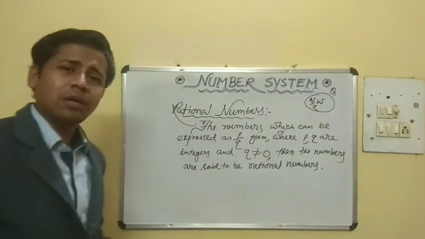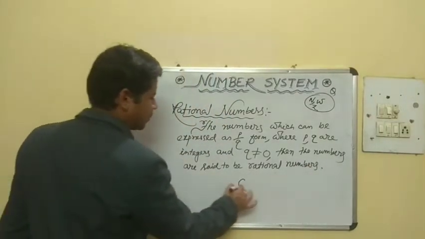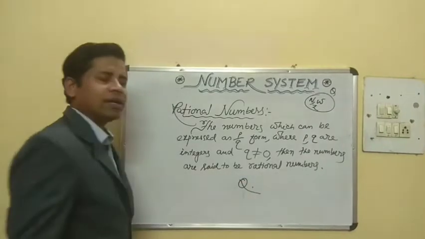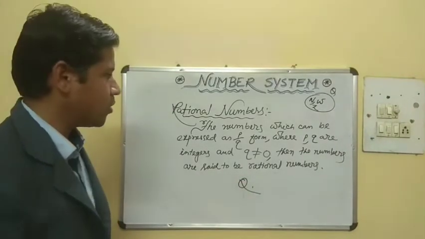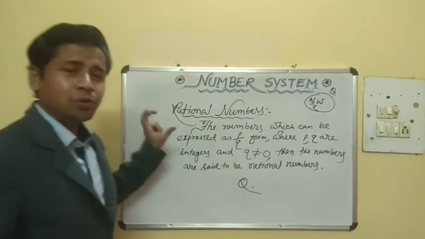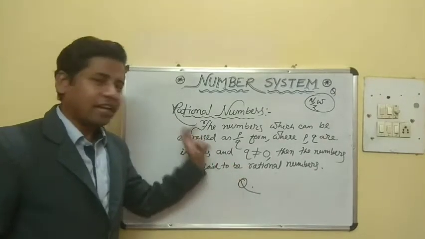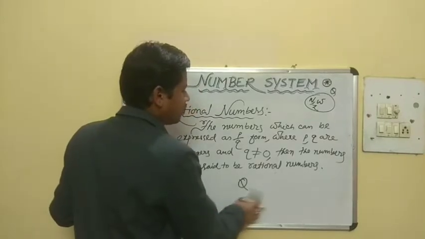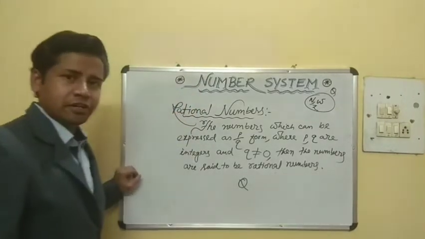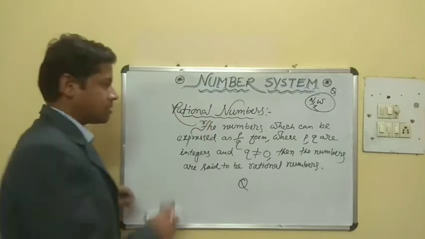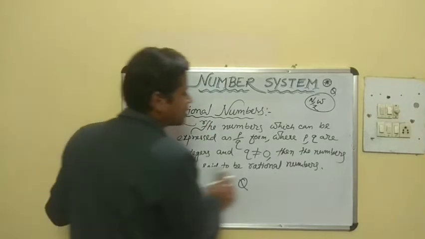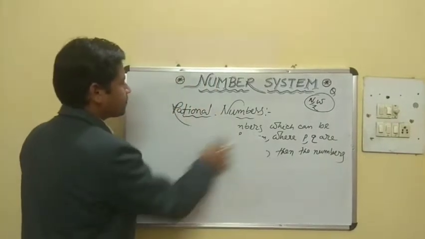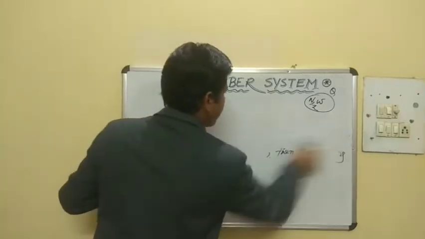We denote rational numbers as capital Q. So students, we have to keep in mind the definition, because every time we have to recall this definition for the rational numbers. Let's claim it and give some examples for these definitions.